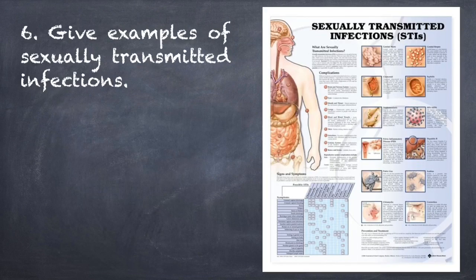So the last question is to give examples of sexually transmitted infections. So first off is the human immunodeficiency virus, which is HIV, and acquired immunodeficiency syndrome, which is AIDS. Next is chlamydia, gonorrhea, pelvic inflammatory disease, genital warts and human papillomavirus, genital herpes, HSV1 and HSV2, and lastly is syphilis.